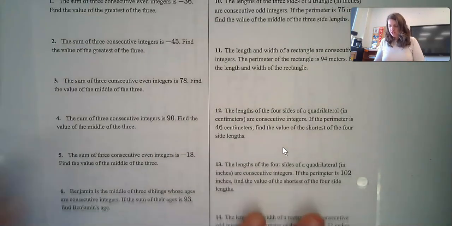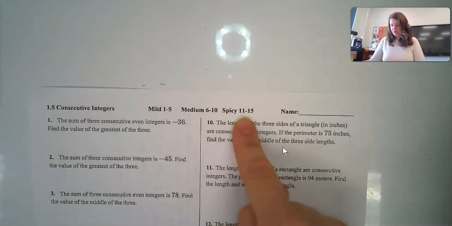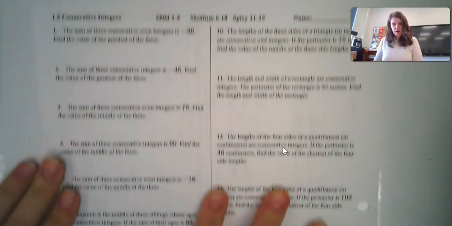So let me know if you have any questions. But again, mild is 1 through 5, medium is 6 through 10, and spicy is 11 through 15. If you need help, raise your hand and I will be around to help. All right.